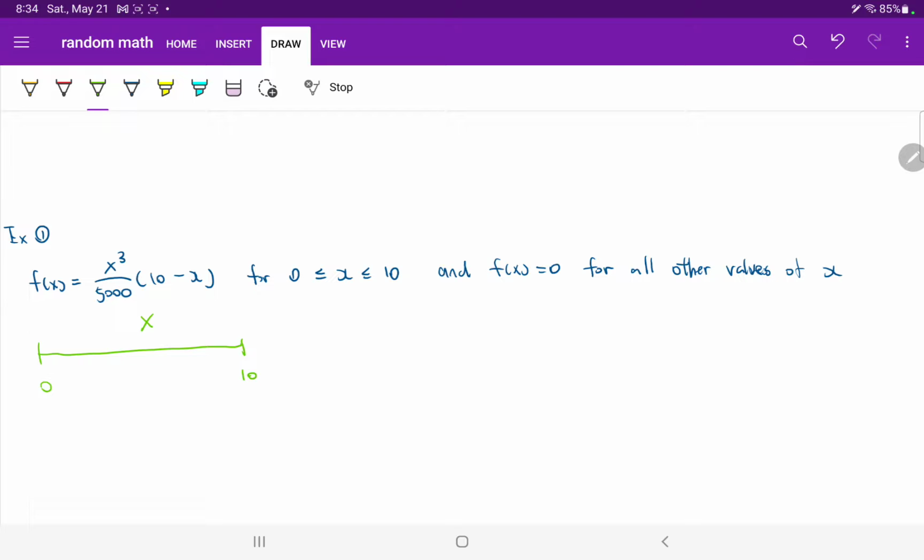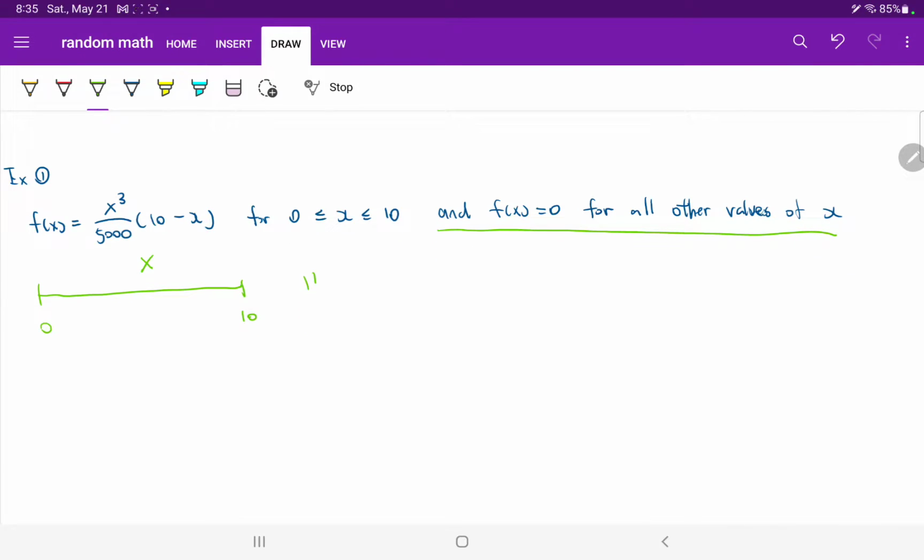And then it says that f of x is equal to 0 for all other values of x, meaning that if we choose, let's say, 11, which is outside of this interval, and plug 11 into our equation, it would give us 0. For all other values of x outside of 0 and 10, like -1 or 1 million, if we plug it into our f of x, it should give us f of x equal to 0. That's just one of the properties, in this case given.